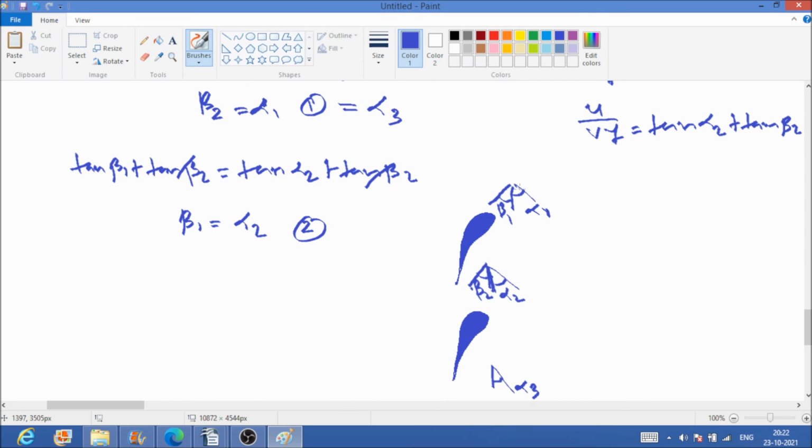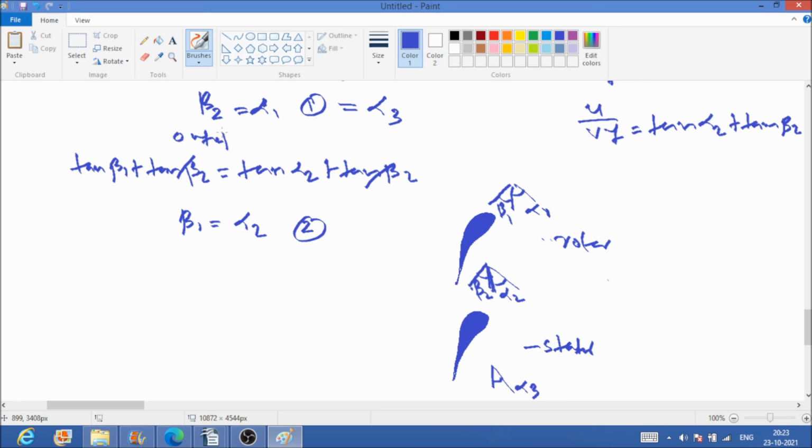See, this is our velocity triangle. See, beta 2 is equal to alpha 1, that is equal to alpha 3. See, alpha 3 is here. This is actually the outlet angle of this. This is the rotor. This is my rotor. And this is my stator. This is the outlet angle of the stator. So outlet angle of the stator, that is alpha 3.